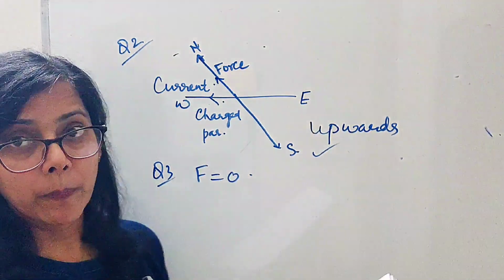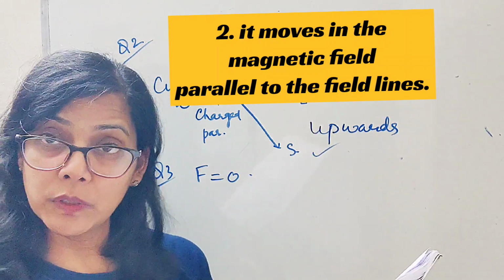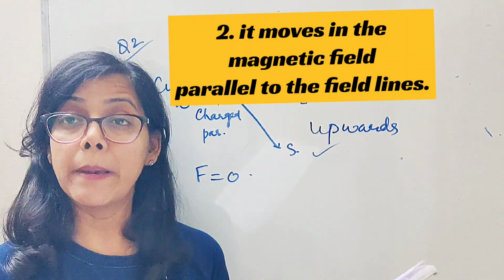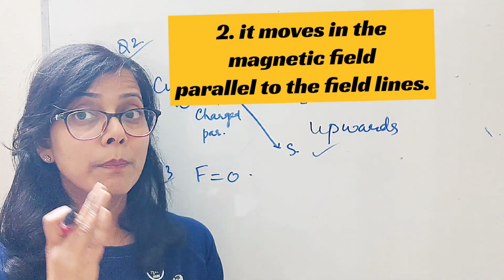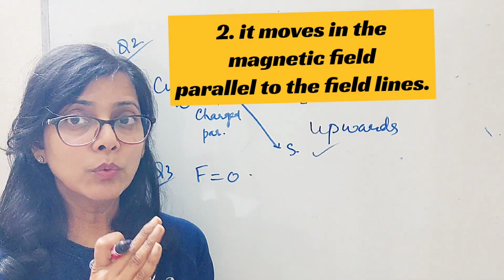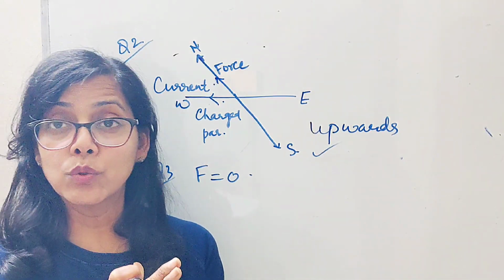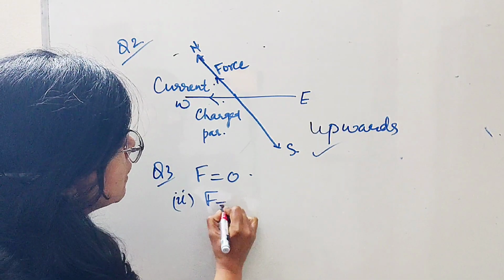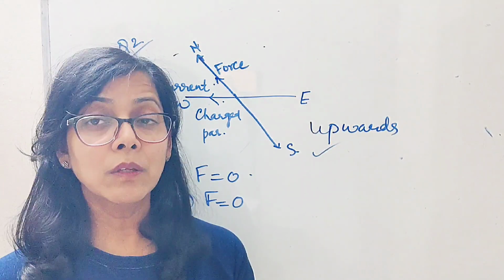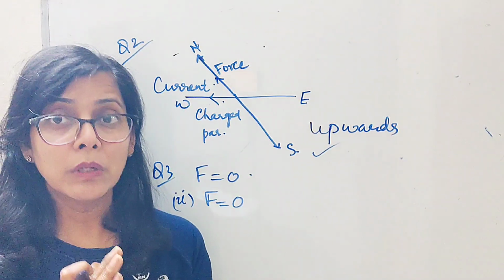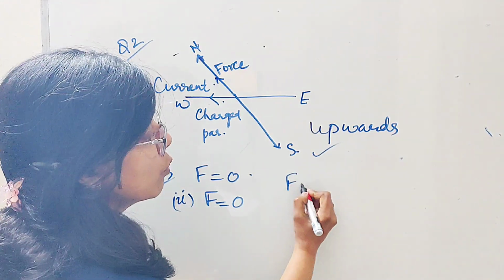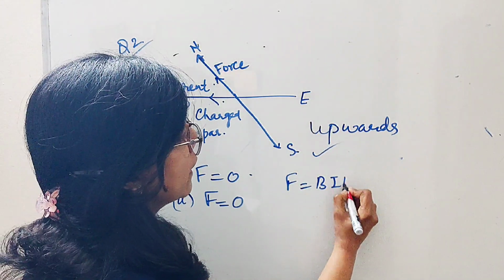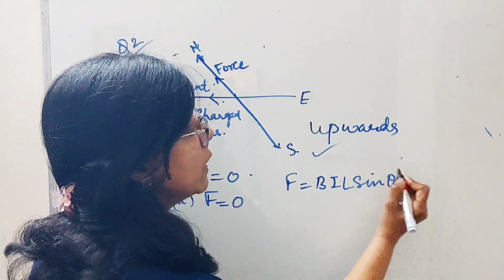Okay, now the second part for the same question is that if it moves in the magnetic field parallel to the field lines, if the particle is moving parallel to the field lines, then also force is 0. So in the second part also force is 0. Now in class 10th, the formula of this force is not in your course. The formula for the force applied on the particle is BIL sin theta. Okay, so I'm explaining you why F is 0.